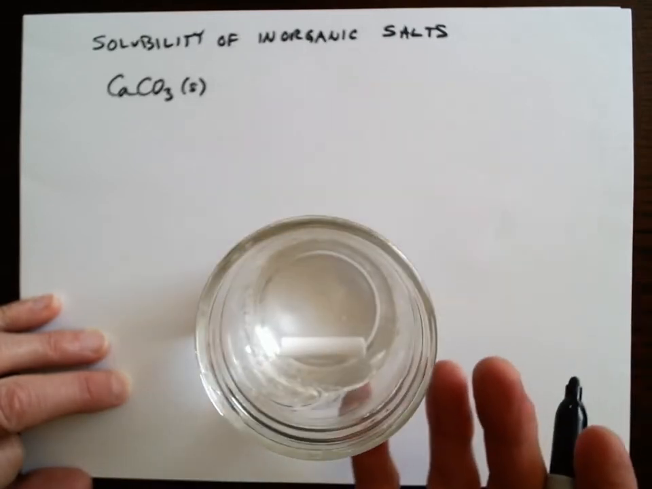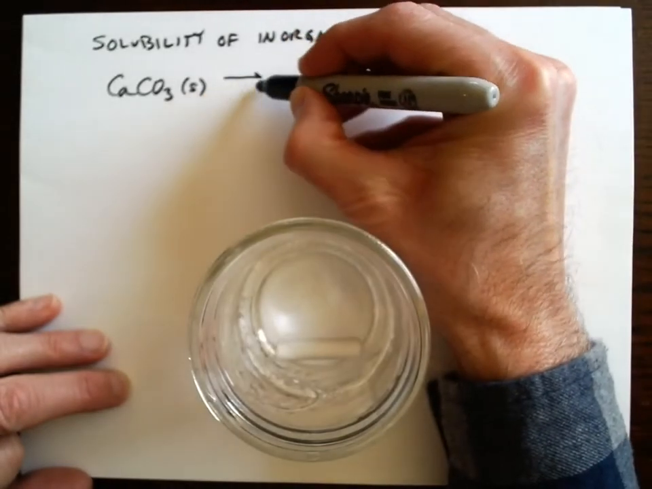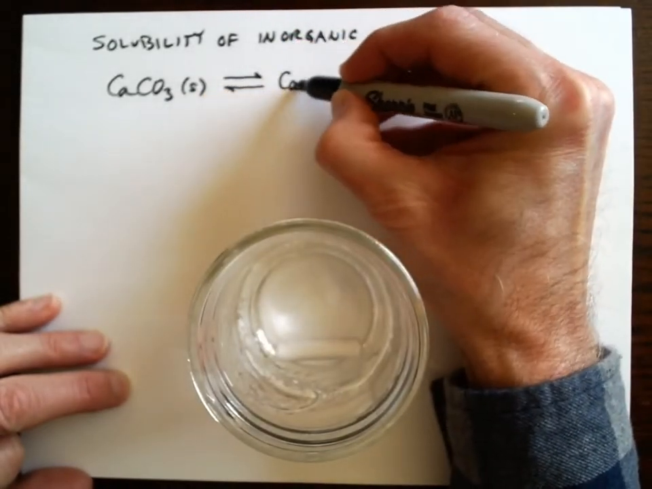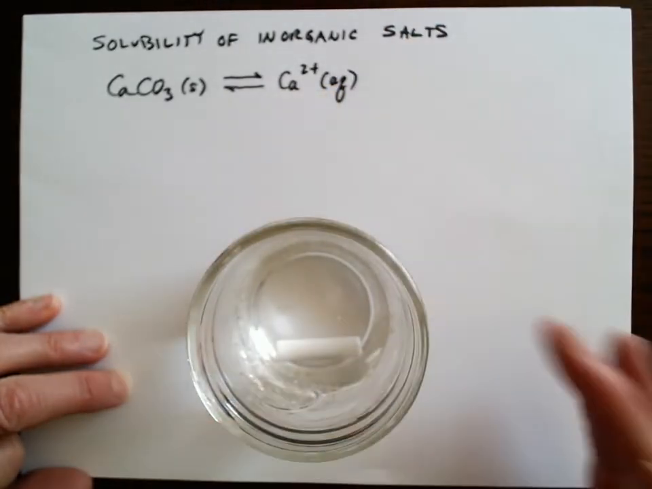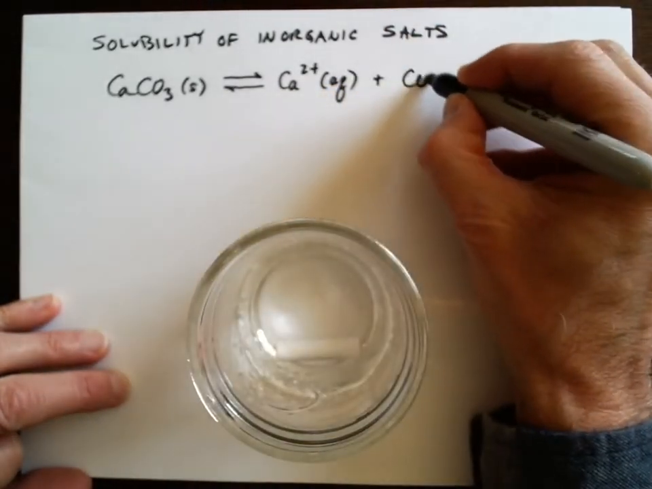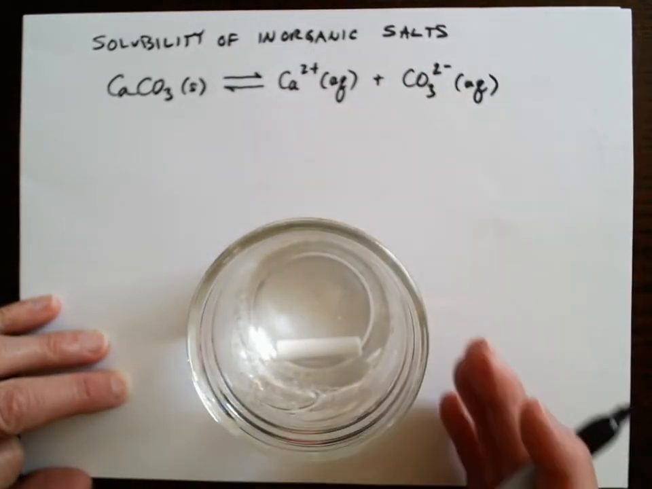And that's because for the most part, the calcium carbonate stays solid. But a little bit of it does actually dissolve. So you get a little bit of calcium ions that have dissolved in the water, and you're going to end up getting some carbonate dissolved in the water as well. It's not much, but it is there.